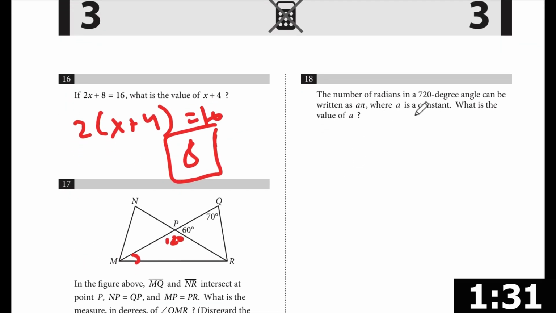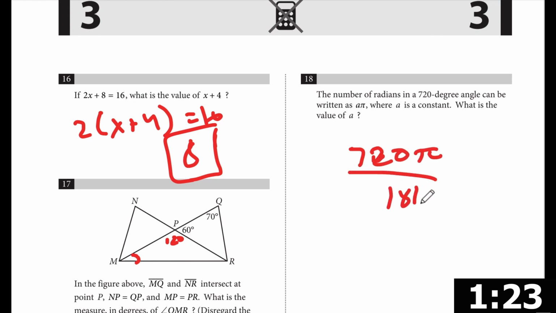18, the number of radians in a 720 degree angle can be written as a pi, where a is a constant. Now radians to degrees, this would be 720 pi over 180, meaning this would be 4 pi, so 4 is our answer.